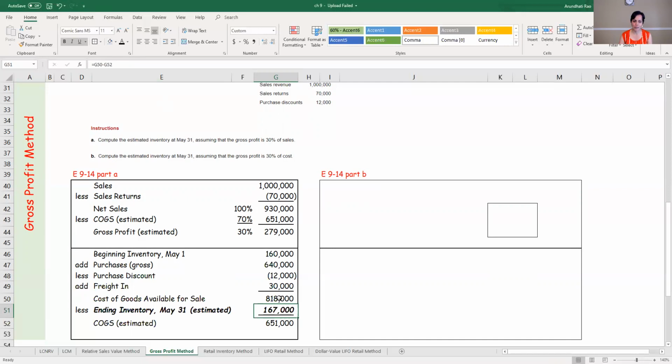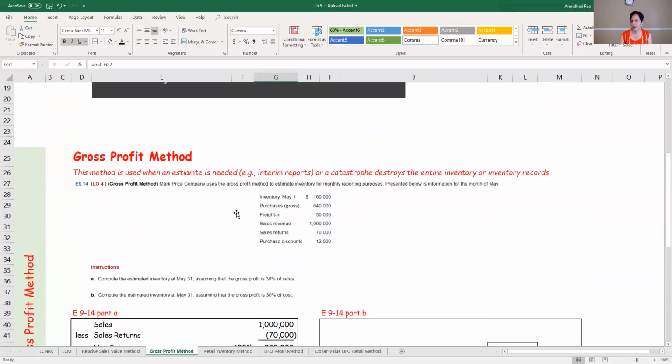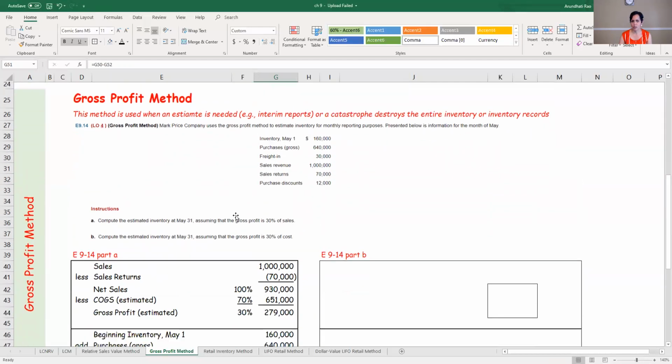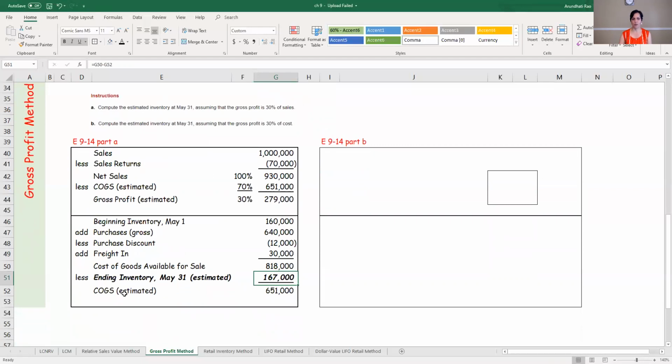Okay. So cost of goods available for sale less the estimated cost of goods sold gives me the estimated ending inventory. And that is what I was looking for, an estimated number on March 31st. So once again, let's recap what we've done over here.